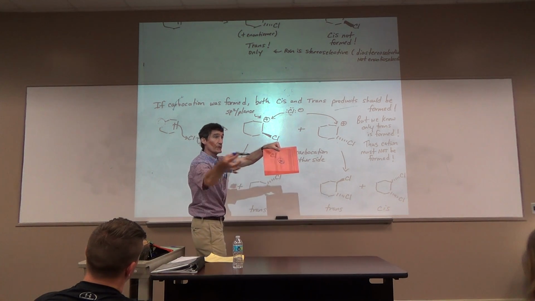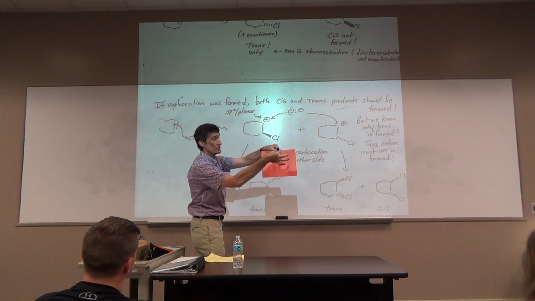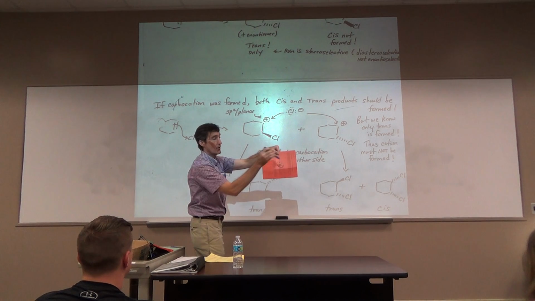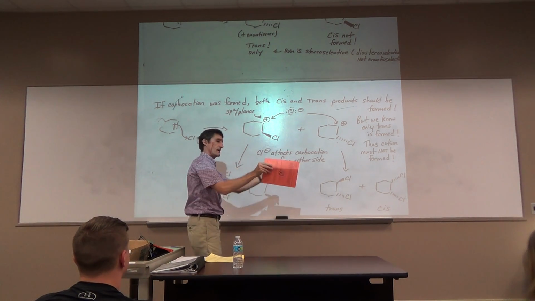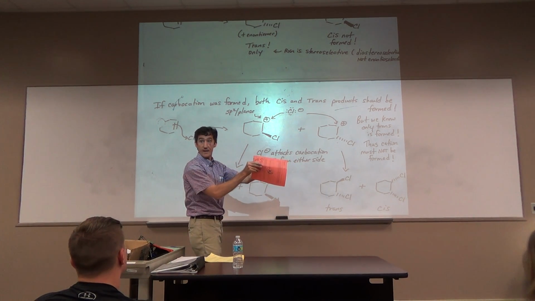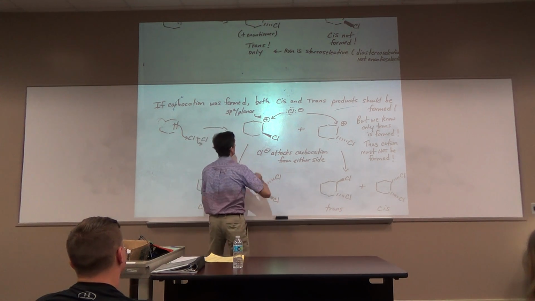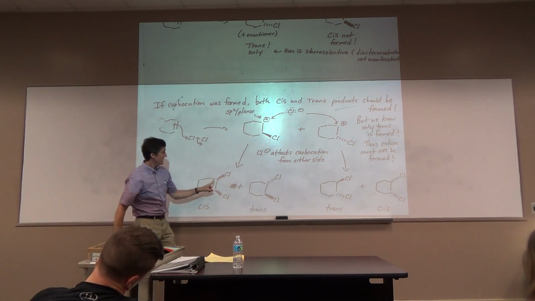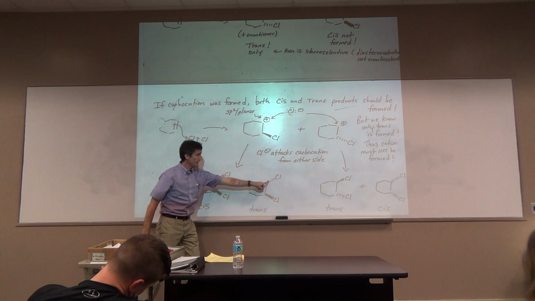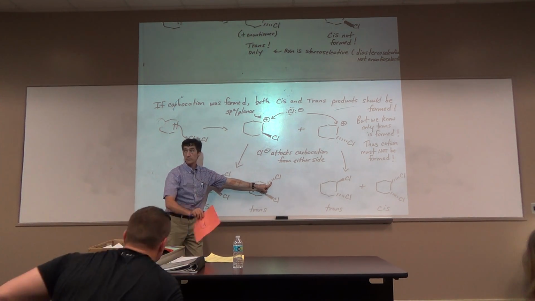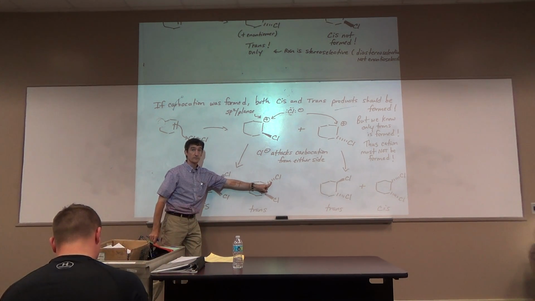You can either attack from the front, and if you did, your new bond would be bolded. Or you could attack from the back. And if you did, your bond would be dashed. Okay? That is, you could either have a bolded or dashed. This is reviewed on the blue thing, I think. Okay, I'll give you some.